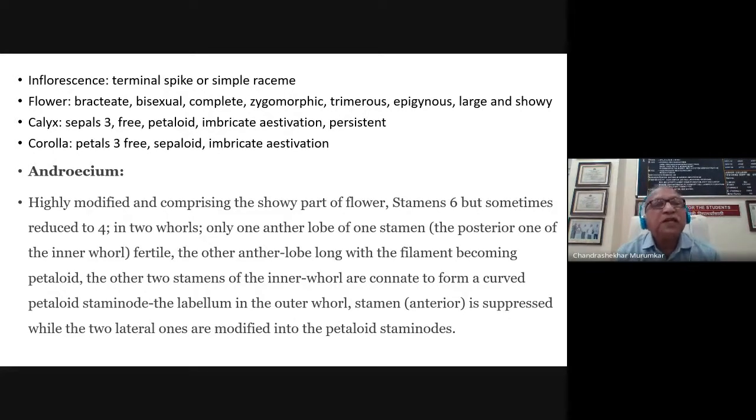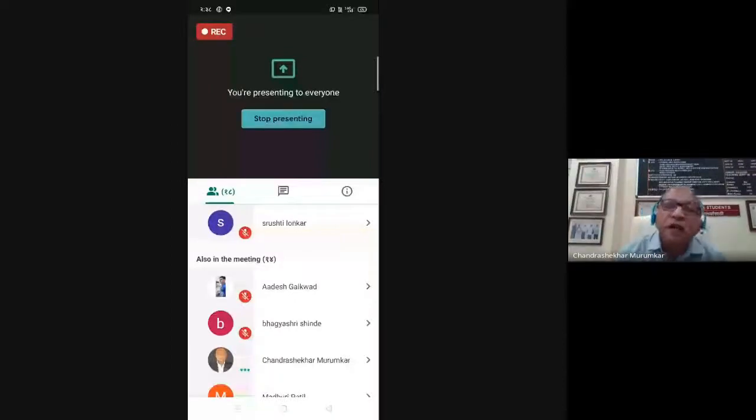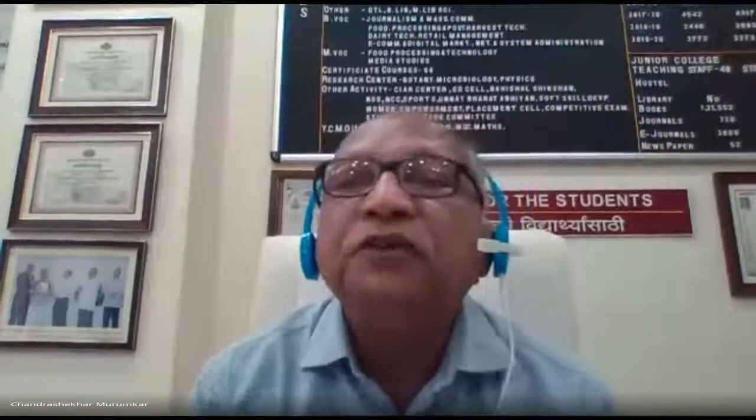The flowers are bracteate, bisexual, they are complete, they are zygomorphic. So obviously there is a bract. The flowers are bisexual, they are complete because all the floral parts are present, they are zygomorphic, and they are trimerous. So the floral parts are in multiples of 3. They are epigynous, that is, the ovary is inferior, and the flowers are large and showy in size. They are much brighter and bigger.